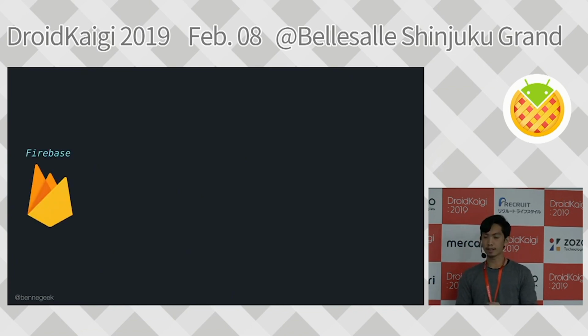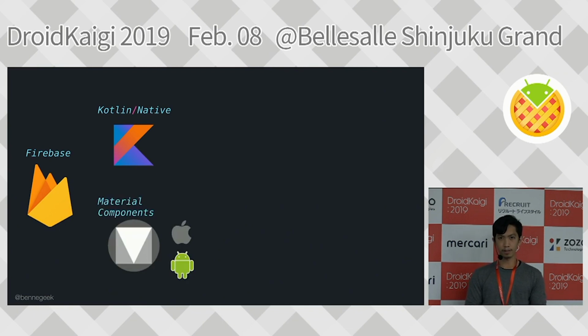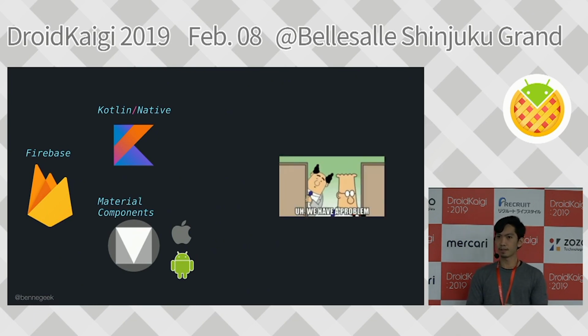So the initial planning came out like this. We wanted to use Firebase for backend, and for the logic code, we wanted to use Kotlin native. And then for UI, similar to DroidKaigi, we thought of using material components for both Android and iOS. This plan seems easy and seems like it would work, but then we had some problems.